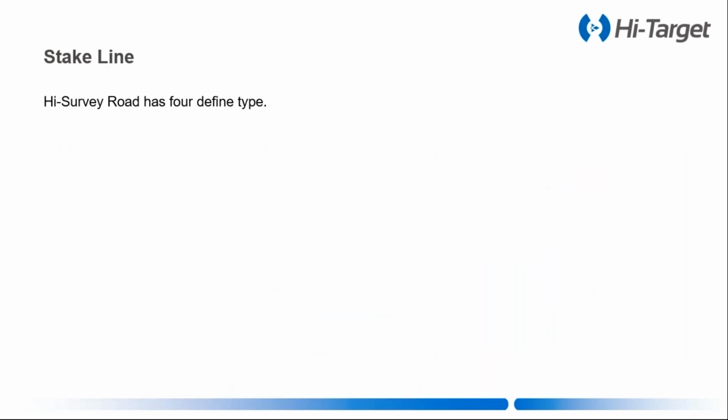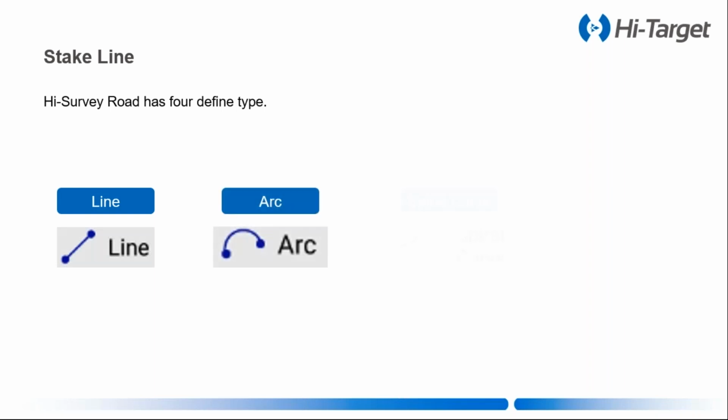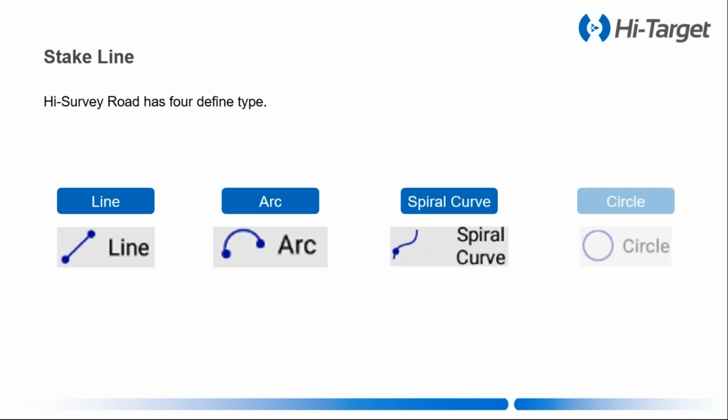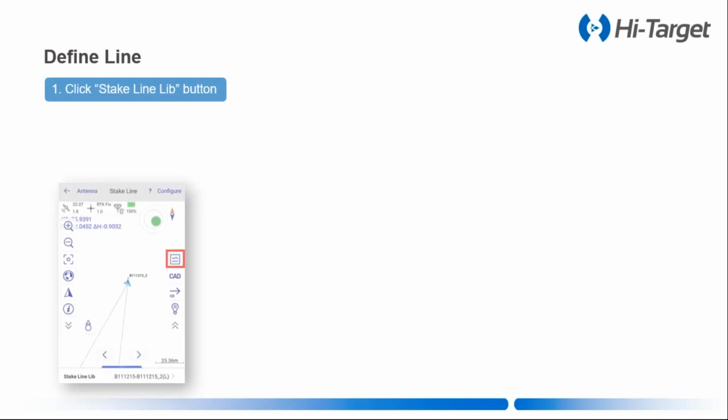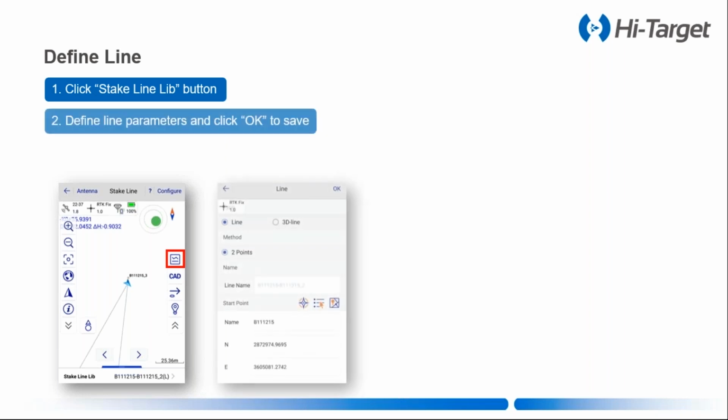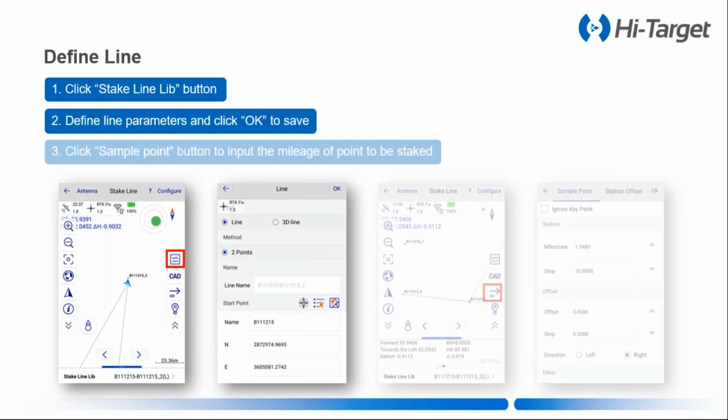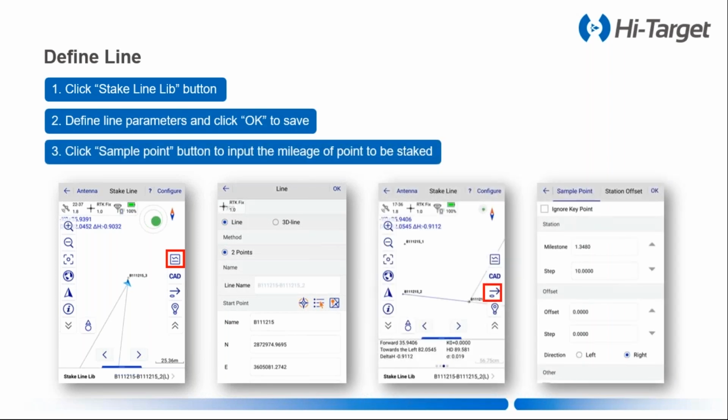Okay, the next, stake line. HiSurvey Road supports four define types, like line, arc, spiral curve, and circle. First, we learn how to use define line. Click the library icon, then define the parameters and click OK to save. And we can click the sample point icon to input the mileage.